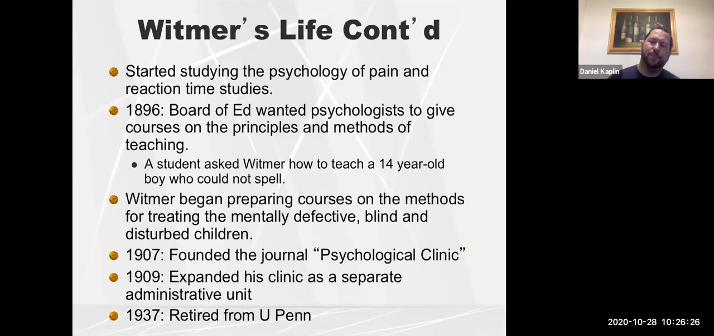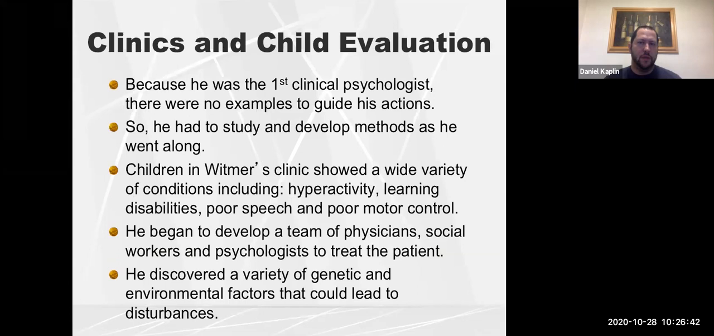He, as I mentioned, founded the journal, and eventually he separates his clinic from Penn and retires from Penn. So, because he's the first clinical psychologist, Whitmer had no playbook. He had no one to give him direction on how to do it. So the reality is that he had to study and develop his strategies as he went along and break a few eggs. So he's writing the playbook of this.